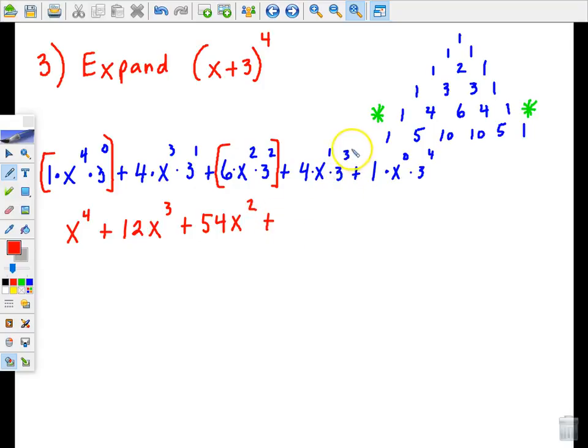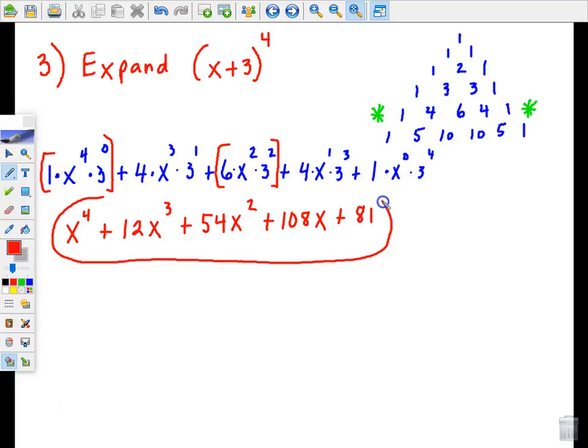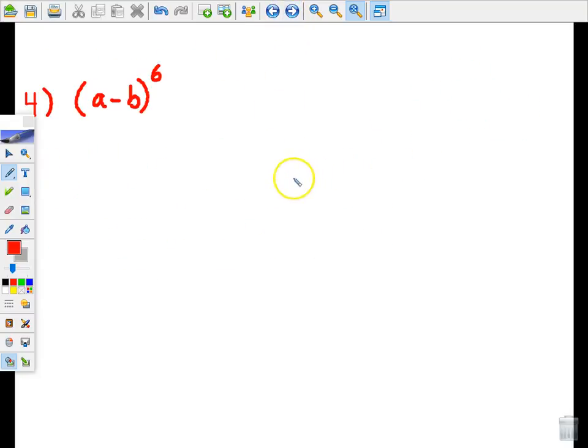Okay, 3 to the 3rd is 27, and now I'm able to do 27 times 4, which is 108x, until finally I'm left with 1 times 1 times 3 to the 4th, and 3 to the 4th is just 81. So I wanted to show you an example of when one of your terms is a regular number and how that changes the way we can simplify.